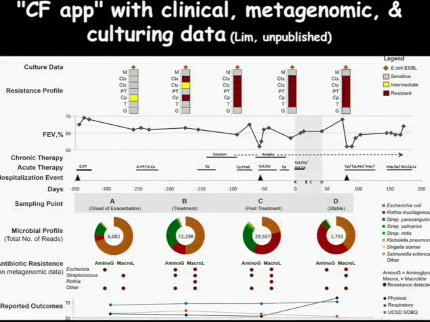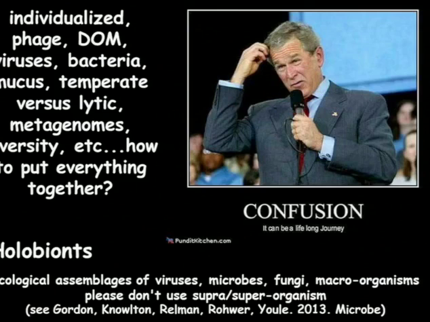This is a CF app, and the idea is to put the clinical, metagenomic, and all of the other sorts of data together so that you can, if you happen to be the doctor, which we have our pet doctor, he's got his clinical data, and he can see what the metagenomes were telling him, what we predicted for antibiotic resistance from the DNA data versus what we actually see when we look at the antibiotics in the lab.